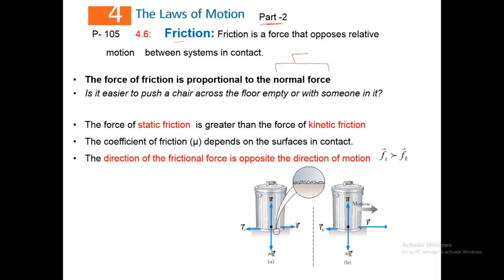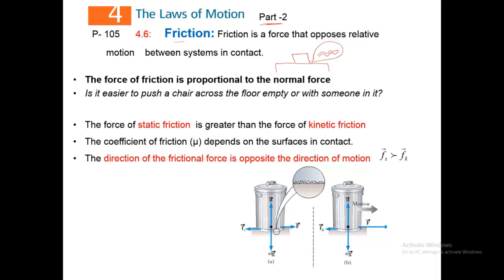Even if you have glass on glass, you may think that it's a very smooth surface between the two. But if you use a magnifying glass, you will find that the two surfaces in contact are tightly packed and there are some rough surfaces between the two. Actually, this roughness between the two surfaces is creating the force of friction. So force of friction arises due to roughness between the two surfaces.